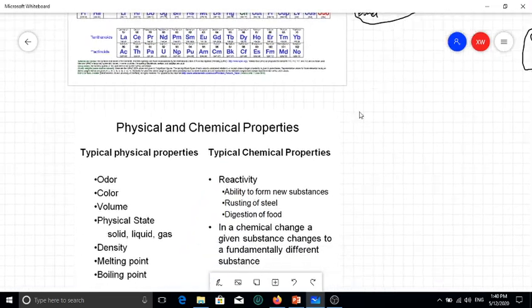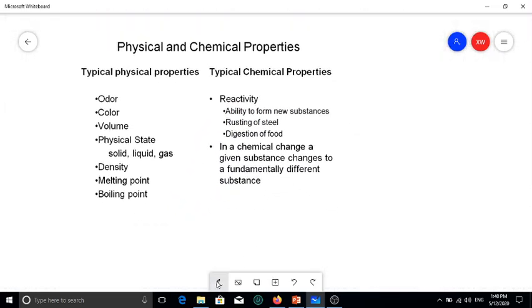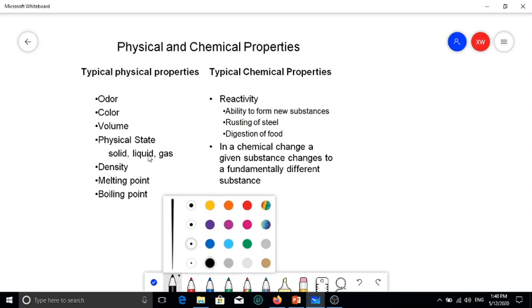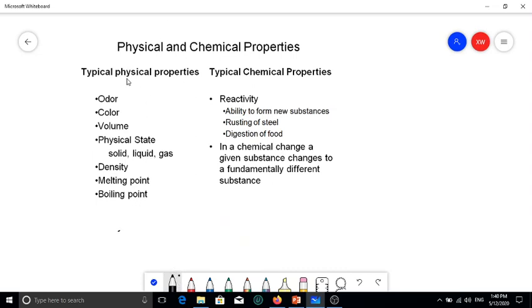I copied the slides over here so we can play around with our drawing board. Typically, physical properties are the properties you can see or feel about some chemical, such as how does it smell, what color does it look like, what volume does it occupy in space, is it a solid, liquid, or gas? This kind of physical appearance usually belongs to physical properties. Physical properties also include density, melting point, and boiling point.